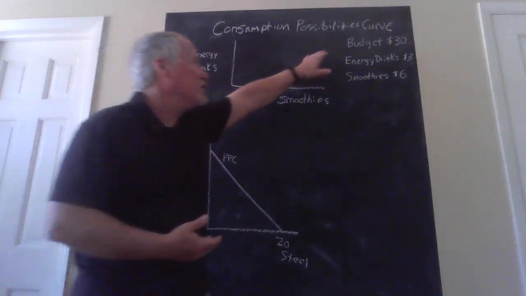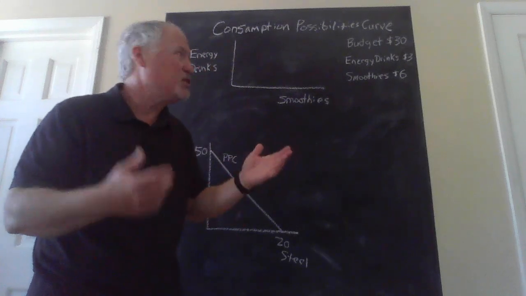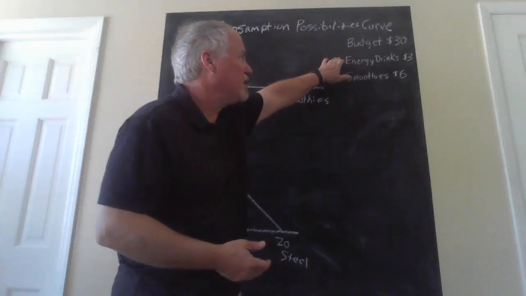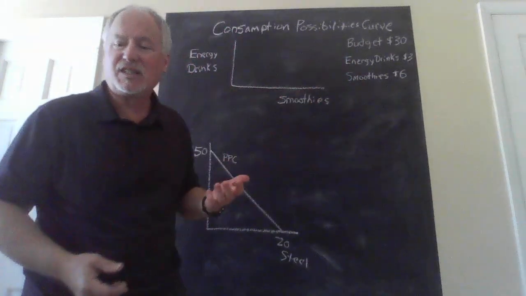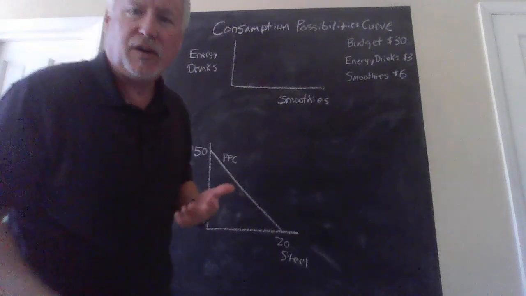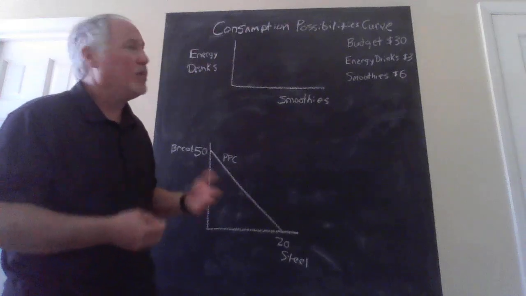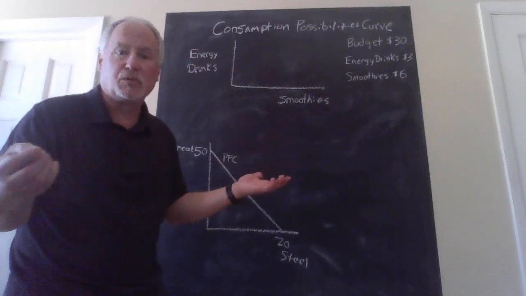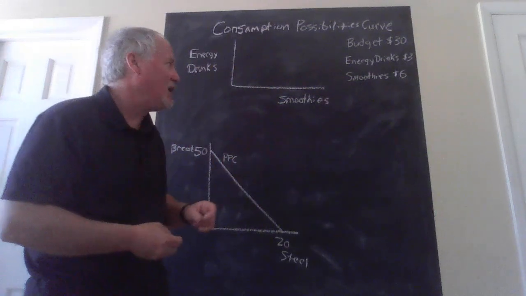And let's just say that you have $30 to spend this month or this week on these two goods. The price of energy drinks is $3, the price of smoothies is $6, and you want to think about what combinations of smoothies and energy drinks you can consume. Well, what are your possibilities? That's what the consumption possibilities curve is, also what the budget line shows. What can you afford? What are the consumption possibilities here?